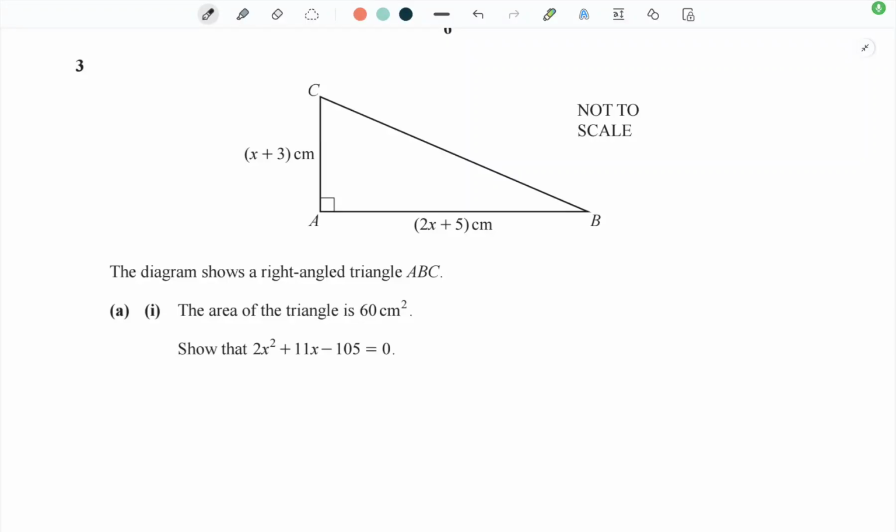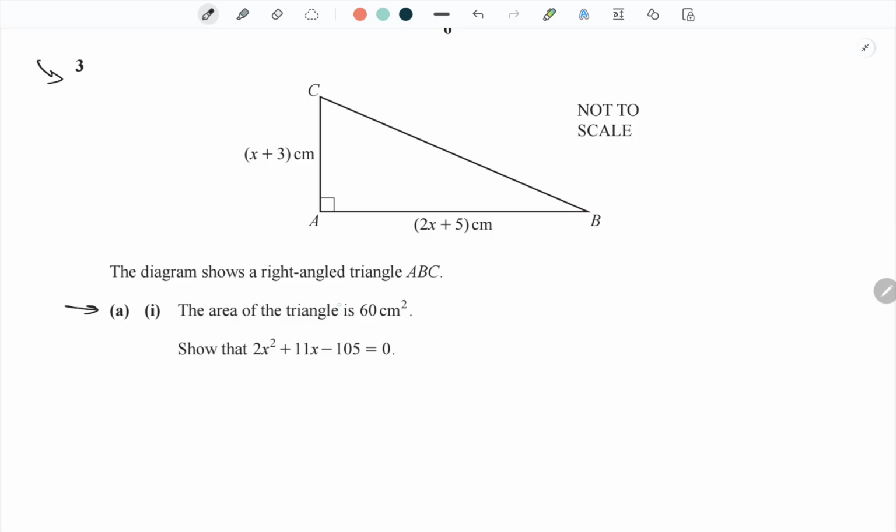Okay, welcome back students. Last time we were solving the 2023 IGCSE past paper. Here we have question number 3. In this question we have one right angle triangle, and two sides are given but no angle. So we see what we are finding.